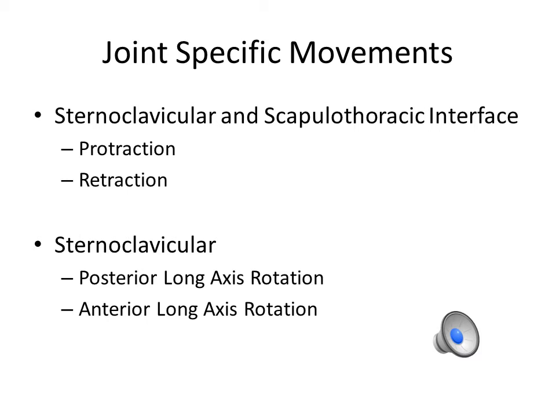Protraction at the sternoclavicular joint is the anterior movement of the clavicle in the horizontal plane, where the movement is taking place at the sternoclavicular joint. So again, picture that pencil as your clavicle with the point of the pencil articulating with the sternum or the breastbone. And protraction would be the anterior movement, or movement of the eraser end anterior, in that horizontal plane.